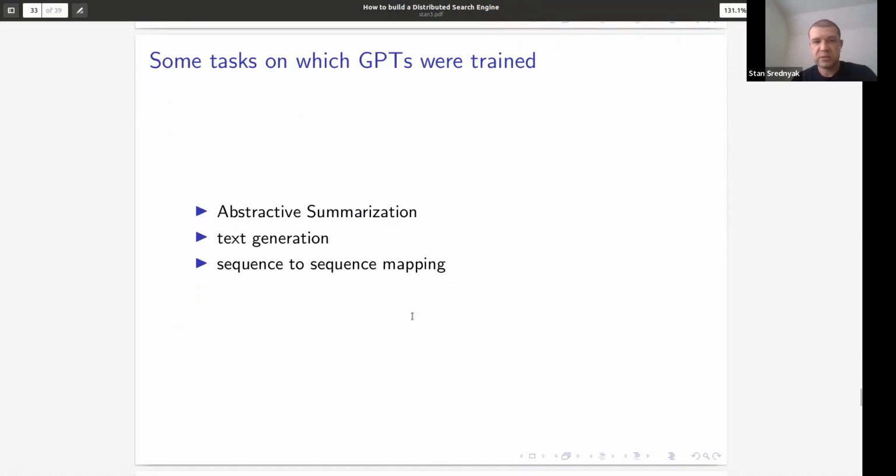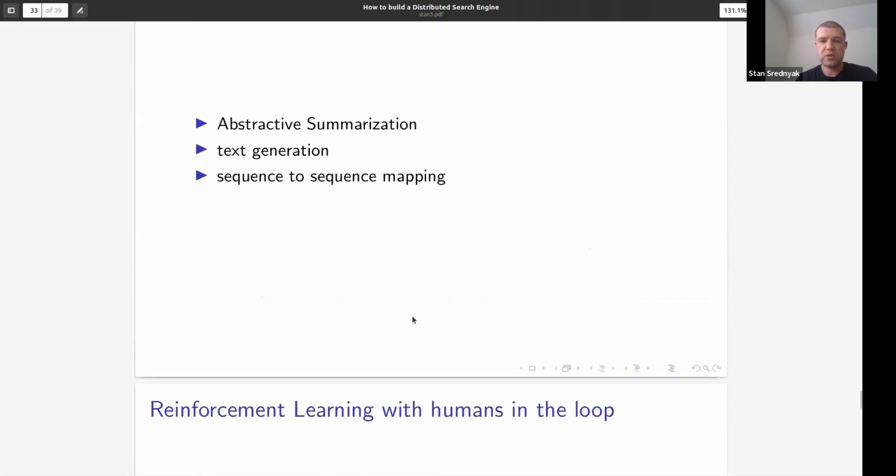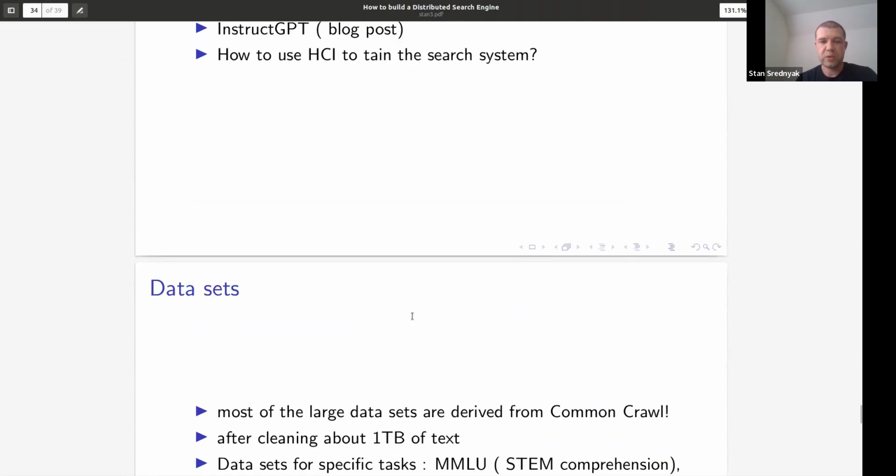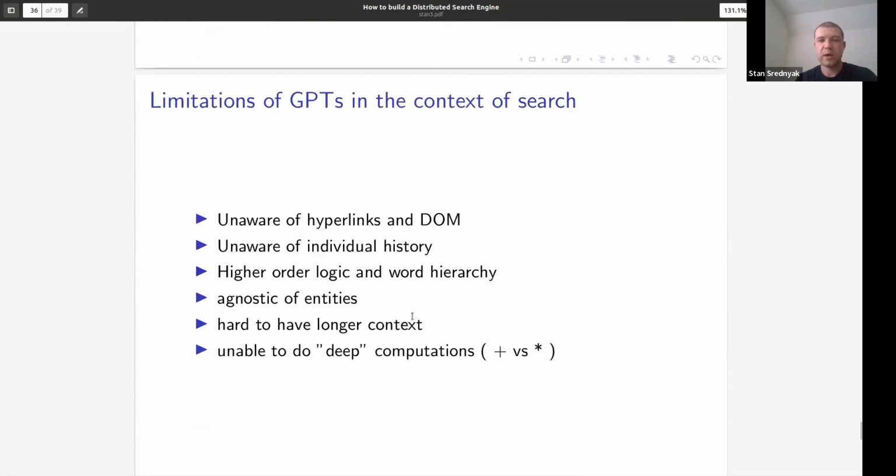So here are some tasks on which GPTs were trained. And you see, none of these tasks is actually directly related to search. For example, the GPT structure is not aware of hyperlinks or the DOM, document object model. It's also unaware of individual history and click data.